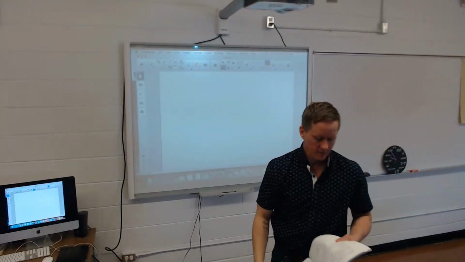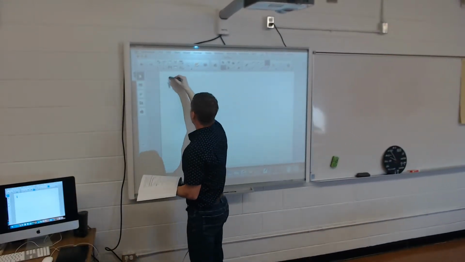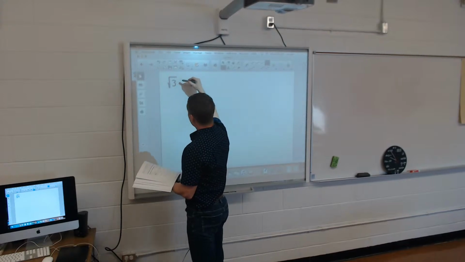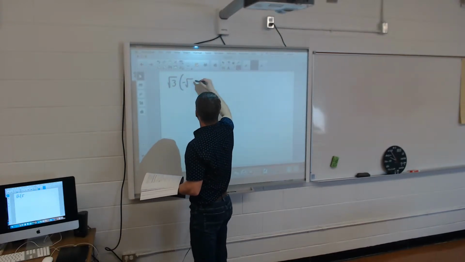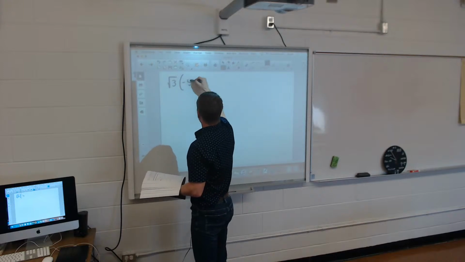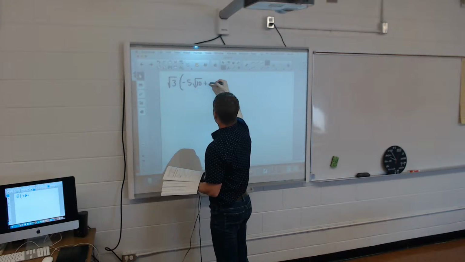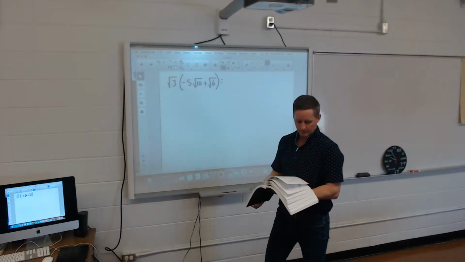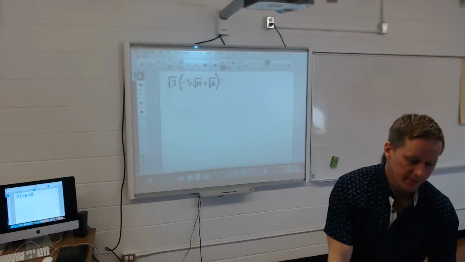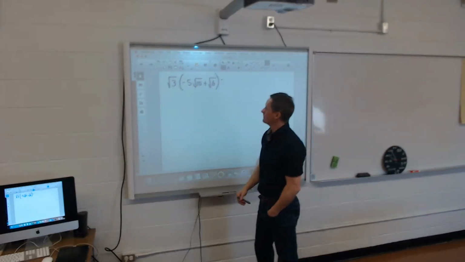Okay, now we're getting into the distributive property. So I have square root 3 minus 5 square root 10 plus square root 6. Okay, so distributive property means then that I have to multiply this through the brackets.